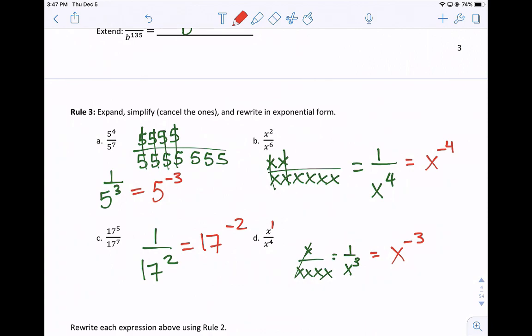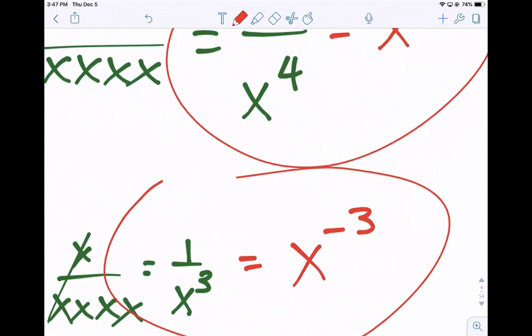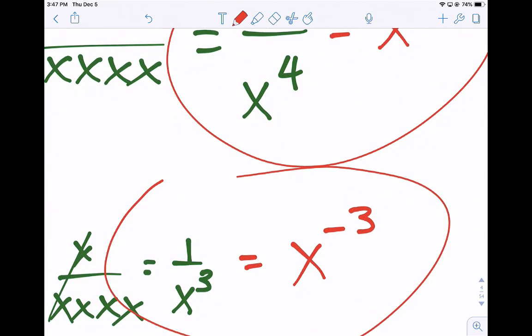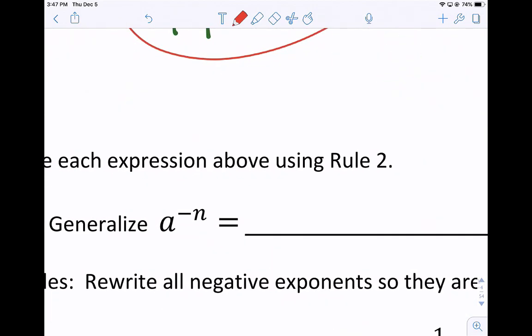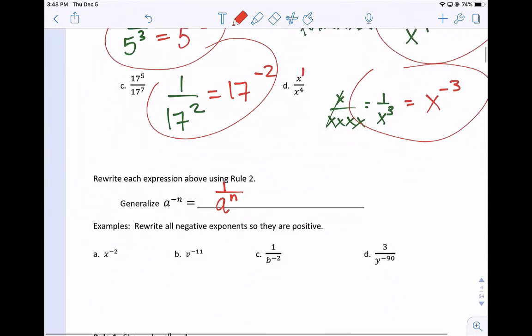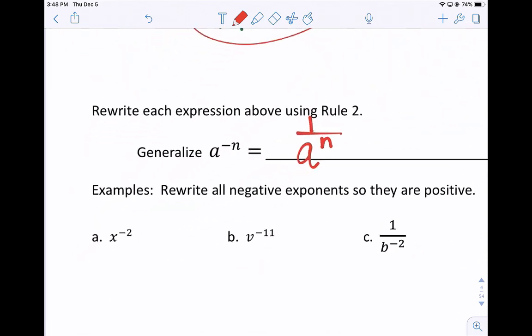So if we take a look at that, we can see this last rule, which is if an exponent is positive on the bottom, you can write it negative on the top. So for example, if we have a to the negative n, we can make it positive by flipping it to the opposite side. All right, so I think this one makes more sense when we do some examples.